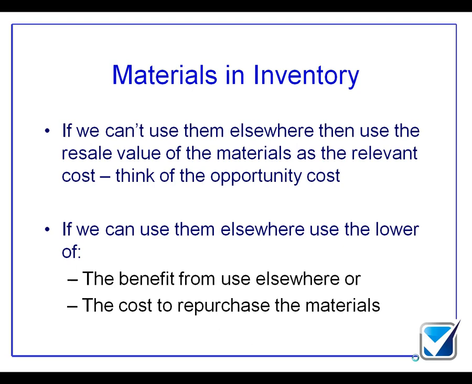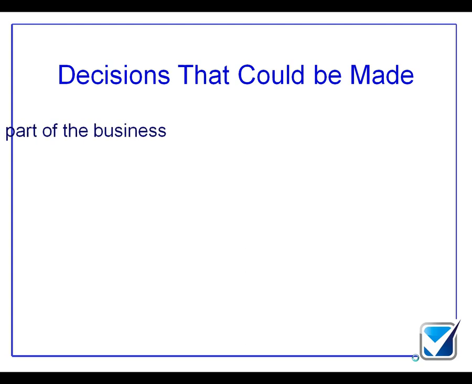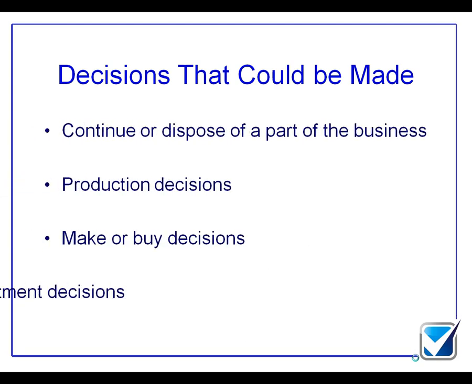Okay? Now, the type of decisions that could potentially be made here would include things such as, should I make an asset? Should I buy the asset in? So we've got production decisions such as make or buy decisions within production. Should I continue the operation of part of a business? Should I dispose of that part of the business? Look at the relevant cash flows there. That could be absolutely critical.